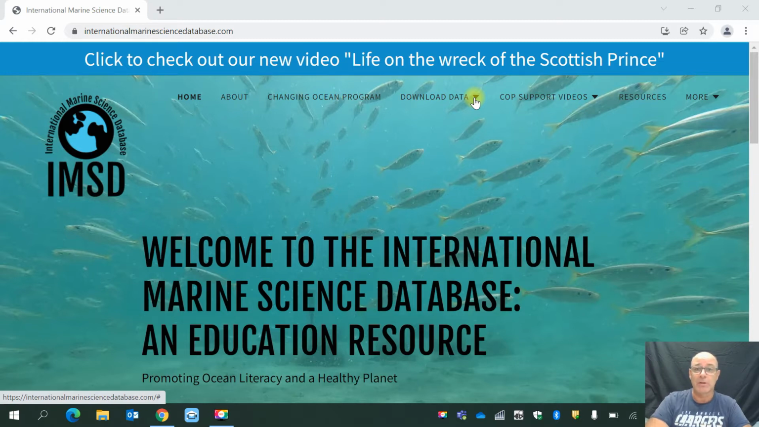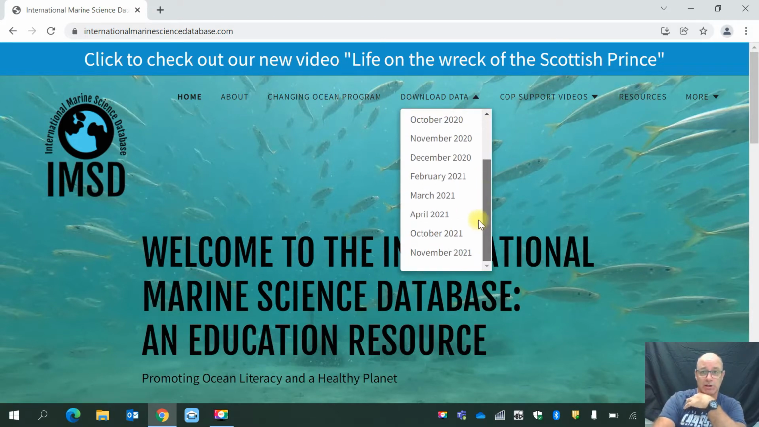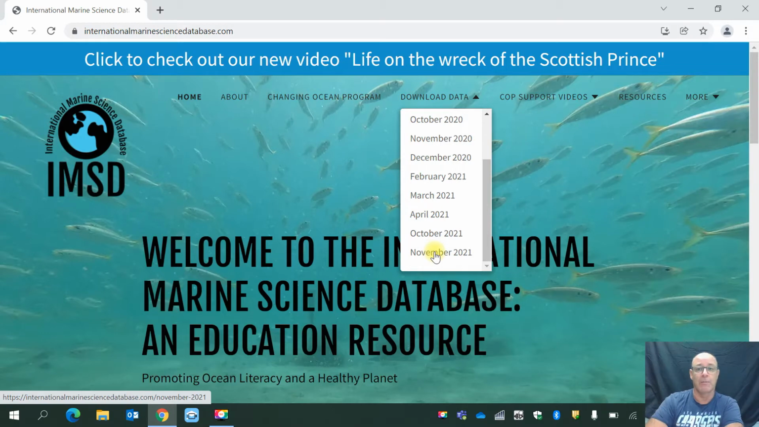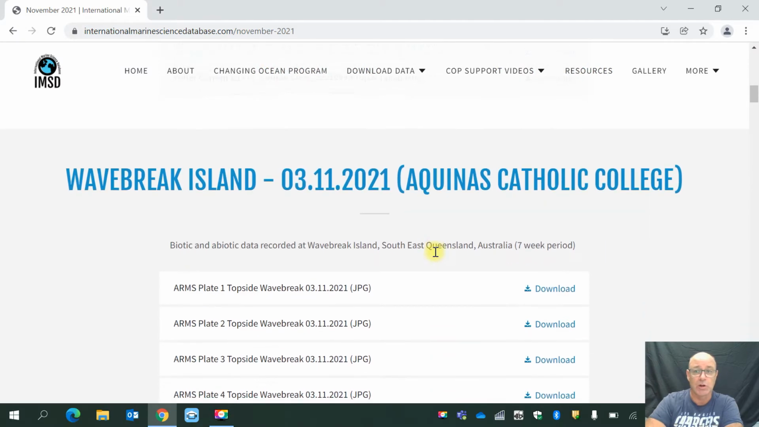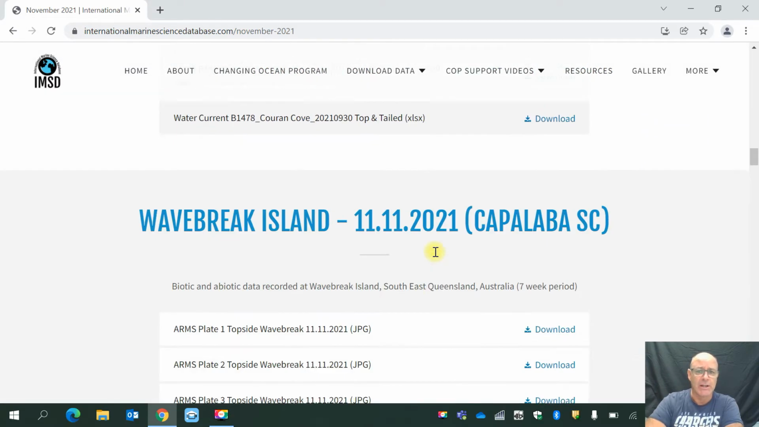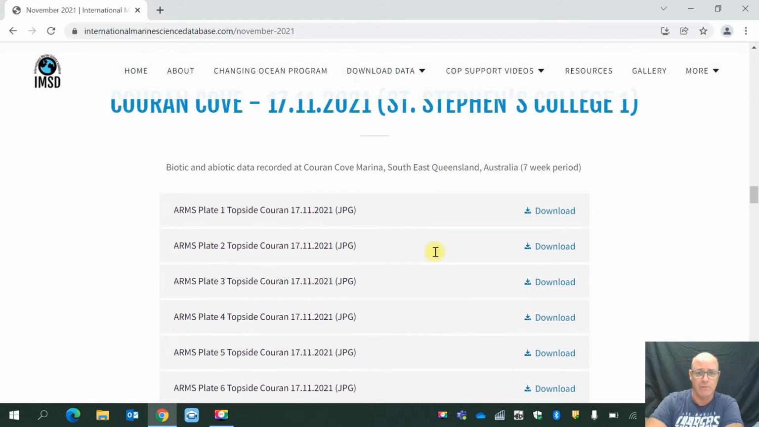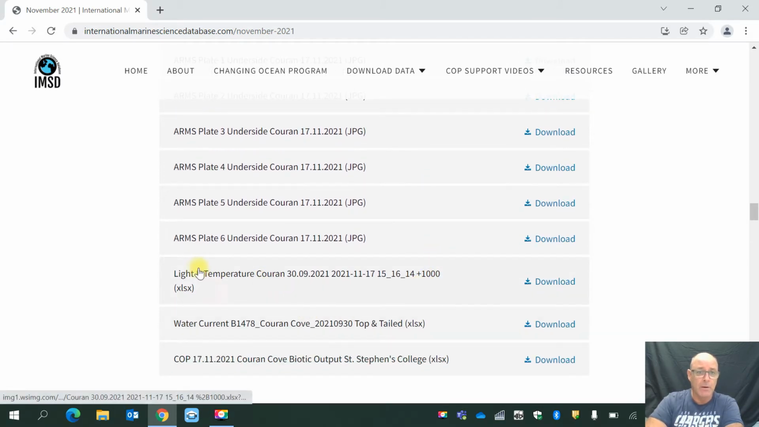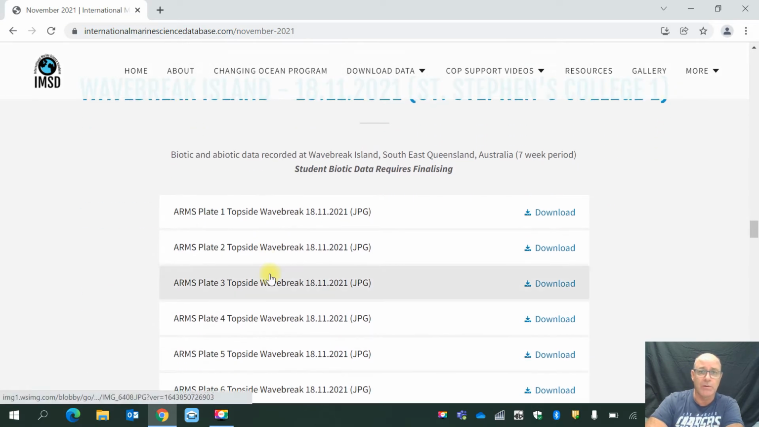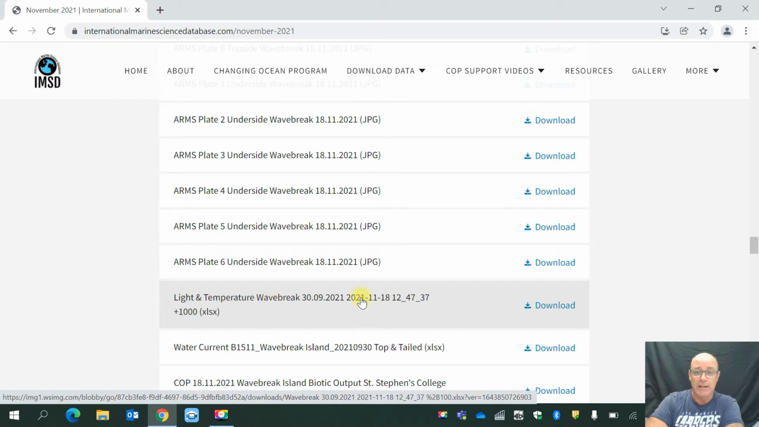On the IMSD website, we can go to download data. In this situation, I'm just going to go to the last set of data at this period of time that we've collected, and that's in November 2021. We select that, and you can see there's a number of schools and colleges that have collected and shared their data. Let's go to the 17th of November. On the 17th of November, we've got some data here, and I'd like to have a look at light and temperature at Kerang Cove. And I think also for the next day for the same group would be light and temperature at Wavebreak Island.